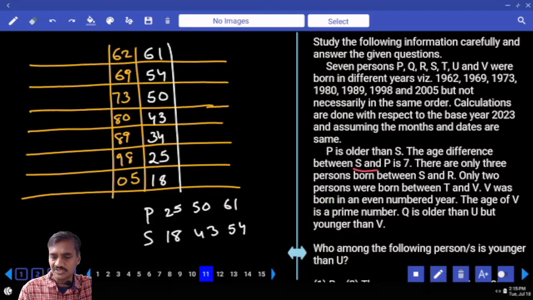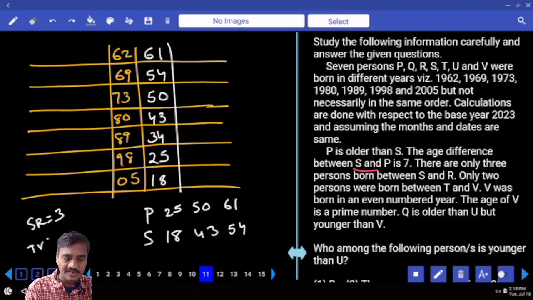There are only 3 persons between S and R. Now in between S and R, how many people are there? There must be exactly 3 people. And only 2 persons between T and V. In between T and V there are 2 people, and V was born in an even number year. Hence how many even numbers are there? There are 3 even numbers. V was born in an even number year. The age of V is a prime number.